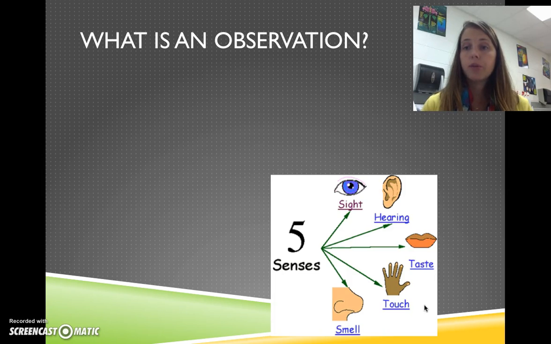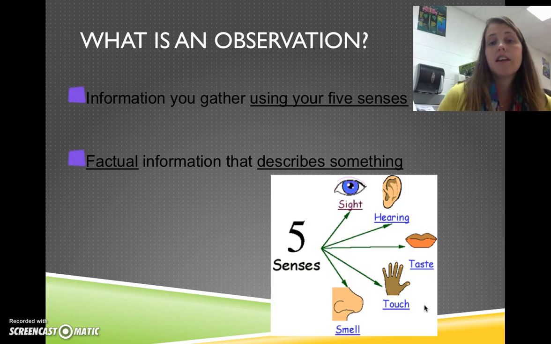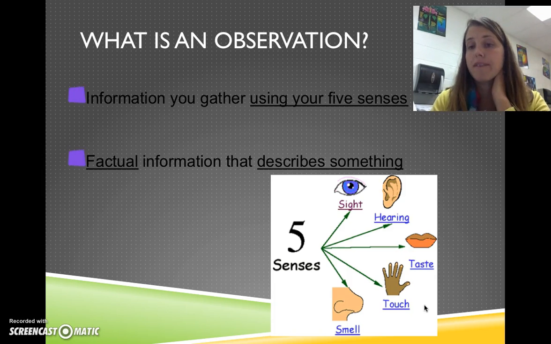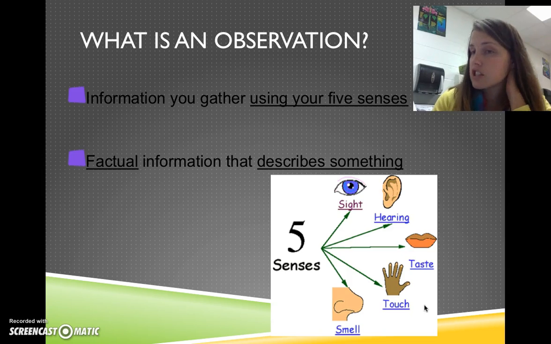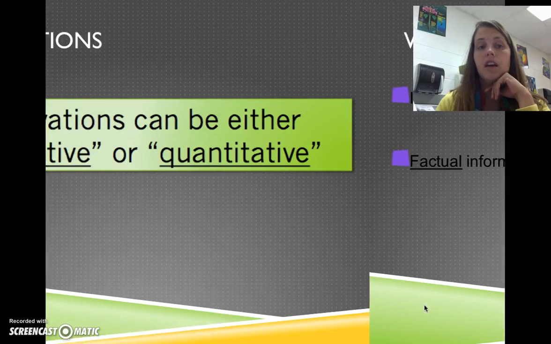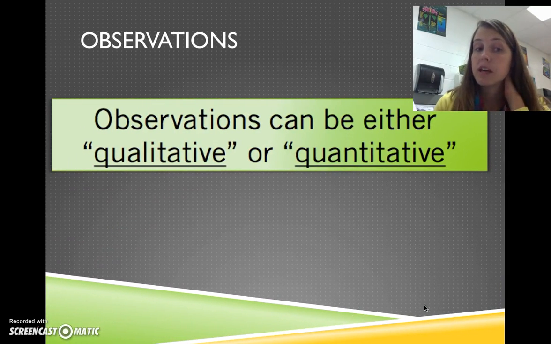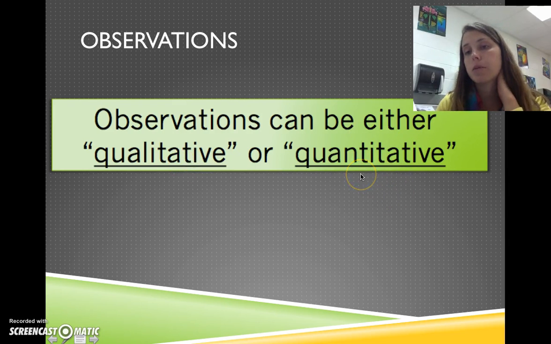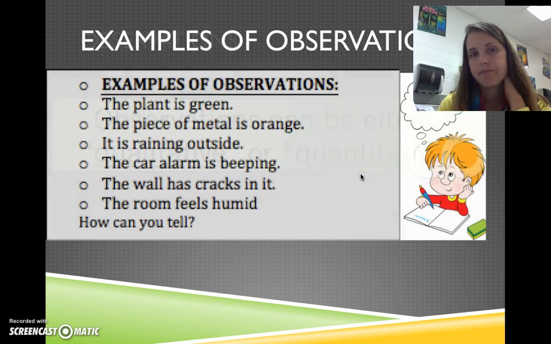Okay, so what is an observation? An observation is information you gather using your 5 senses, those being sight, hearing, taste, touch, and smell. This is just factual information that you gather using your 5 senses that describes something or anything that you see, hear, taste, touch, or smell. Observations can either be qualitative or quantitative, and we'll talk about what that means in a little while.